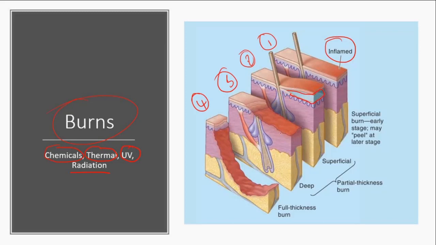And then the third degree is where your dermis has been affected. So this is where your dermis starts. Okay, so this part has been affected. And then your fourth degree is when it's very severe and it's gone down to your subcutaneous tissue.